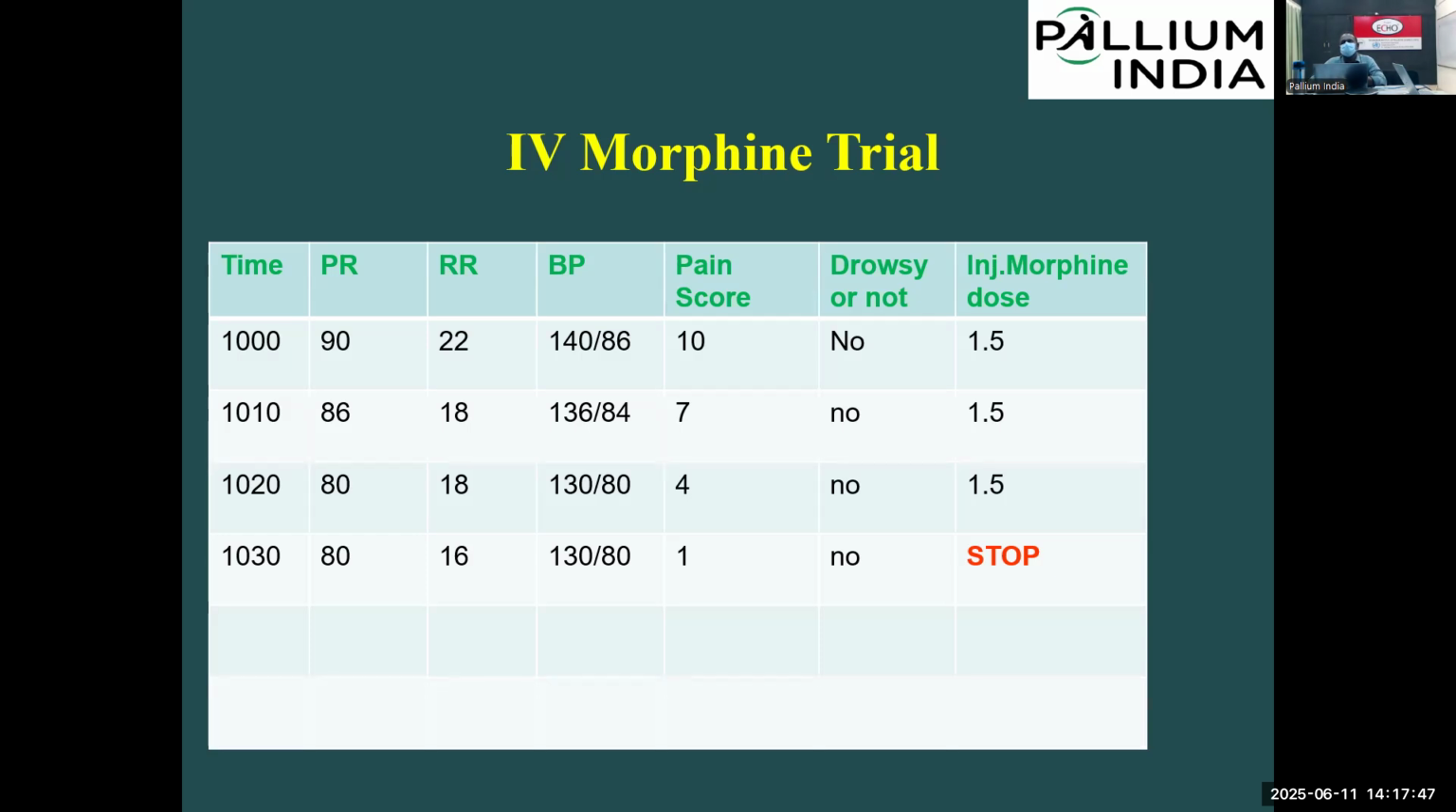You have to give morphine. So what would you do now? Switch it over to tablets, sir. Okay. So what would be the dose of oral morphine? 10 milligram fourth hourly, sir.